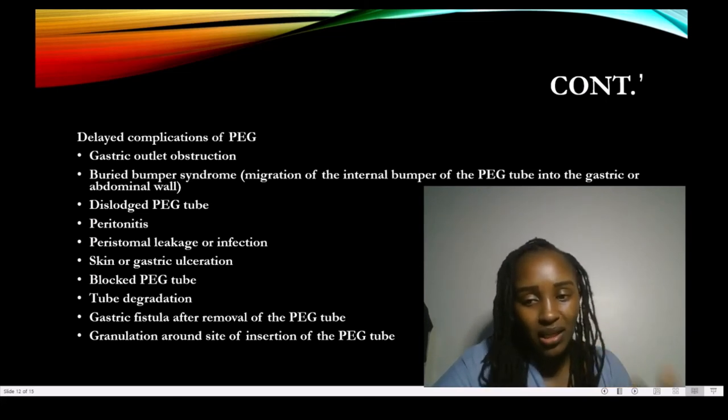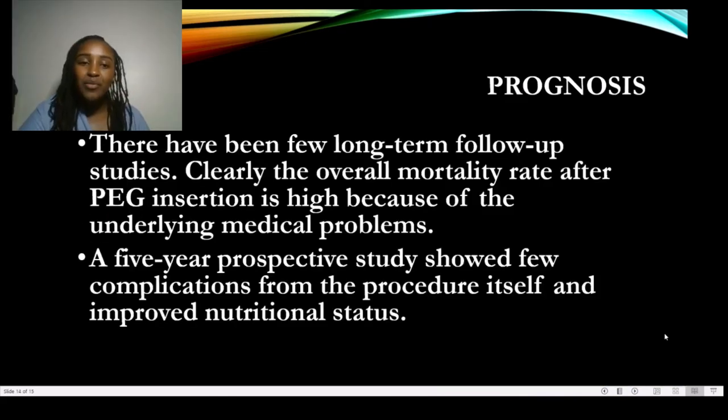So when it comes to the prognosis, there have been few long-term follow-up studies, and clearly the overall mortality rate after PEG insertion is higher because of the underlying medical problems. So a 5-year prospective study showed few complications from the procedure itself and improved nutritional status.